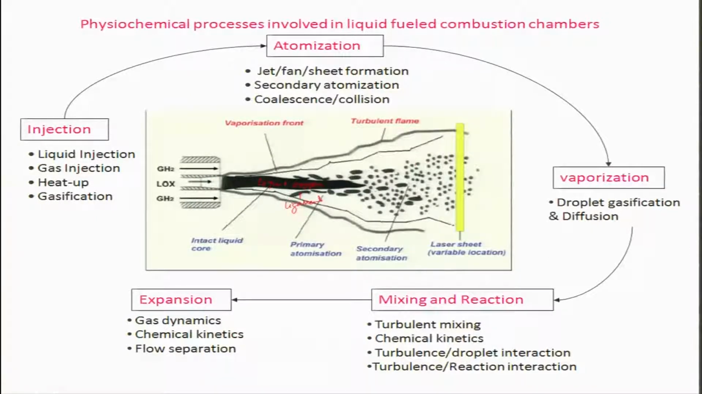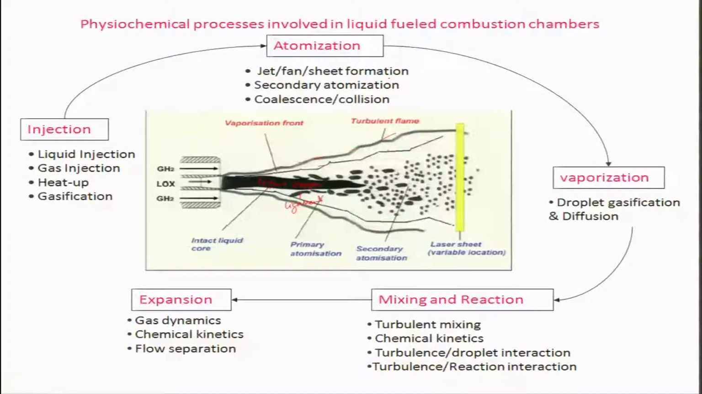Let me start with the liquid injection. Injection is itself a problem, and gas injection is another problem. If there is a flame, as you can see here, you will have to ignite, and then there will be some gasification and vaporization. These are the vaporizing fronts I have shown. Then the liquid will be heated up, and then atomization occurs; there can be a jet or there might be a sheet formation. Here a fan is not shown, but it depends on the type of injector. I am not discussing types of injectors; that is an altogether different subject.